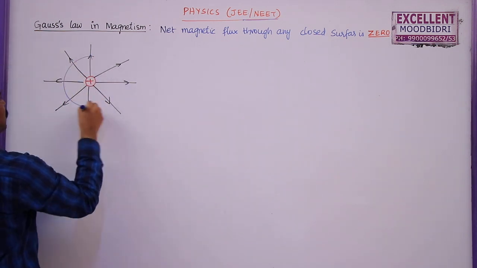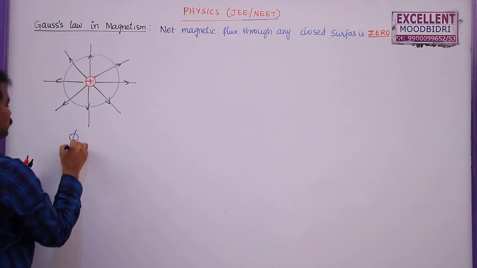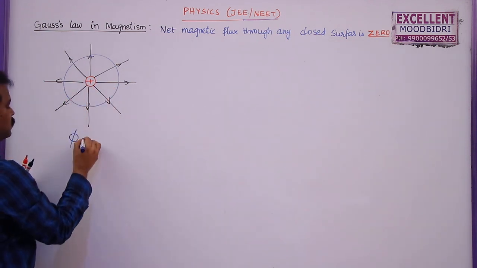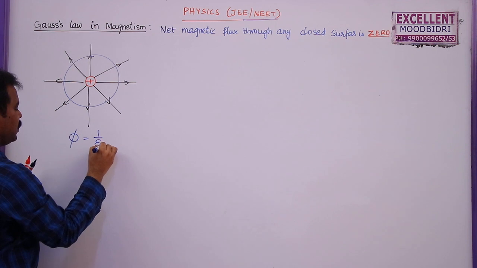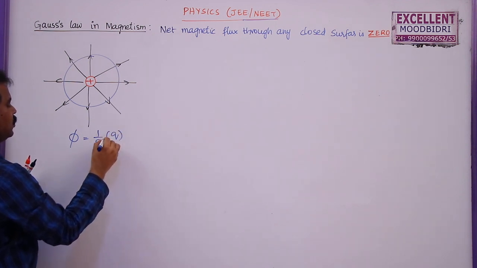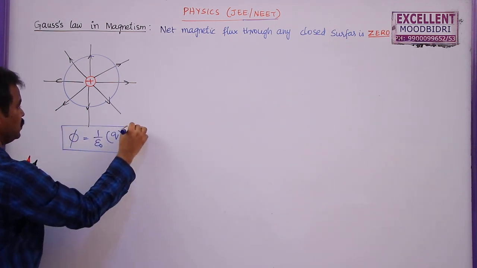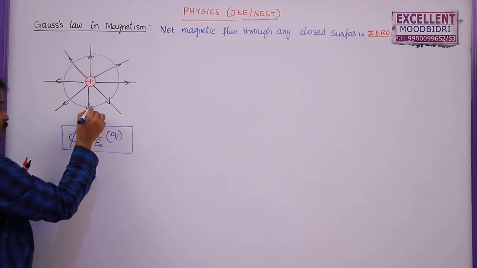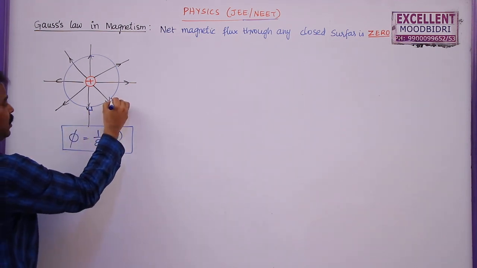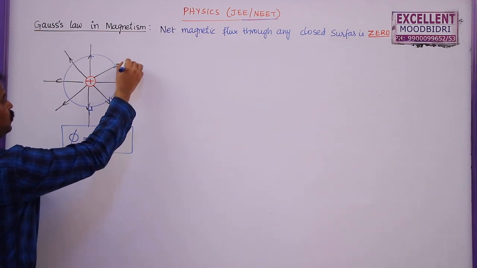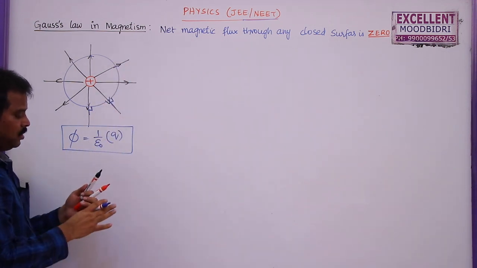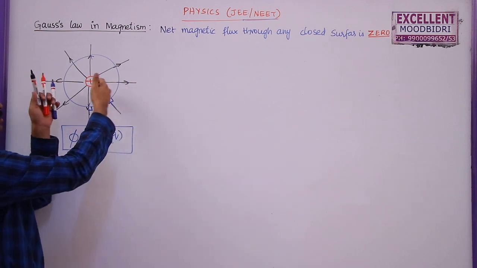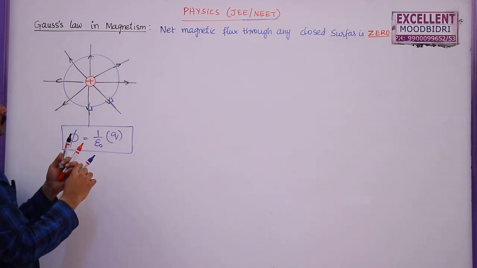If you take a closed surface, the total flux, that is the number of lines passing through this closed surface, is given by 1 by epsilon naught times the charge enclosed. You can see all the field lines are perpendicular to this Gaussian surface and are leaving outwards. Whereas if you take a negative charge, all the field lines are entering into this closed surface.